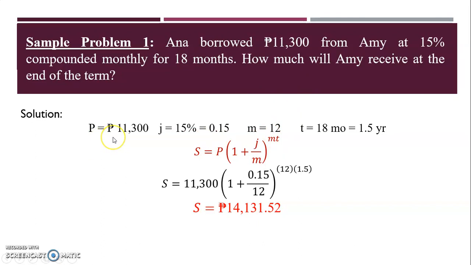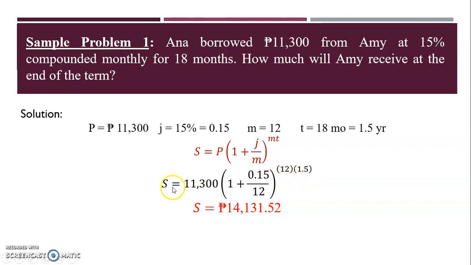So, the principal or the original amount of money is 11,300 pesos. And the annual rate is 15%, which is equal to 0.15. And ang m natin is 12 because compounded monthly. Then, ang time, 18 months converted to year, it is 1.5 year. So, we will use the formula yung may j and m. So, S equals P times 1 plus j over m raised to mt. Just substitute all the given. So, S equals 11,300 times 1 plus 0.15 over 12 raised to the value of m, 12 times time, 1.5.